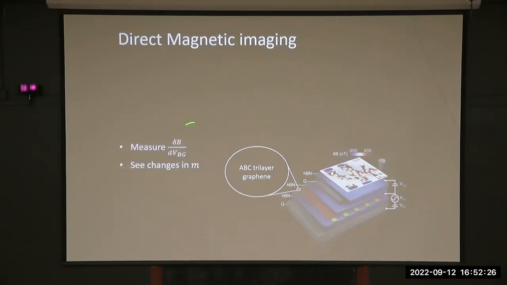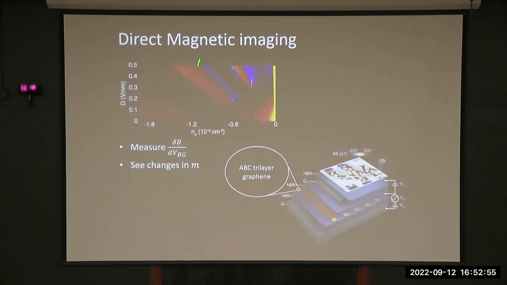And then what we're going to measure here is we need to be able to modulate our signal at some frequency that's above the 1/f noise of our system. So we're going to modulate the bottom gate. And modulating the bottom gate, we're going to be able to look at when there are changes in the fringe magnetic fields of our sample by then taking our tip and scanning it around or sitting it in a spot and looking at how that dB/dVg signal changes as a function of the density.